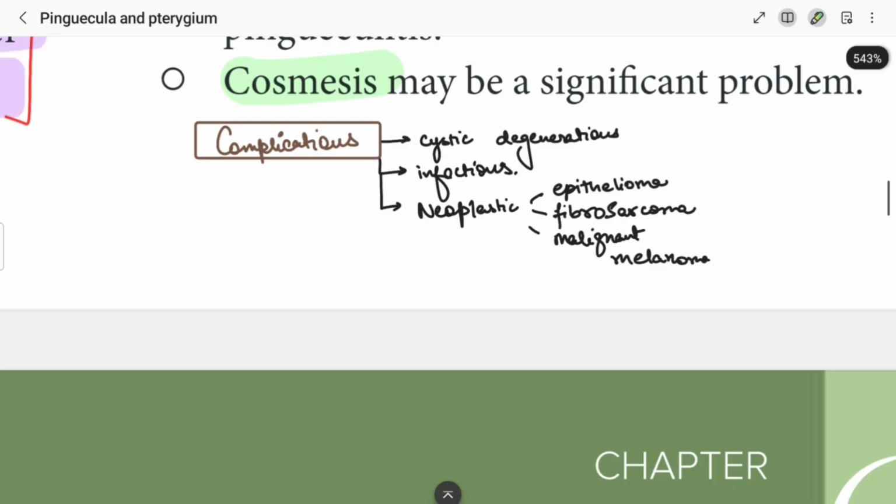Rarely, pterygium can cause some complications like cystic degenerations, infections, or changes to neoplasia like epithelioma, fibrosarcoma, and malignant melanoma.